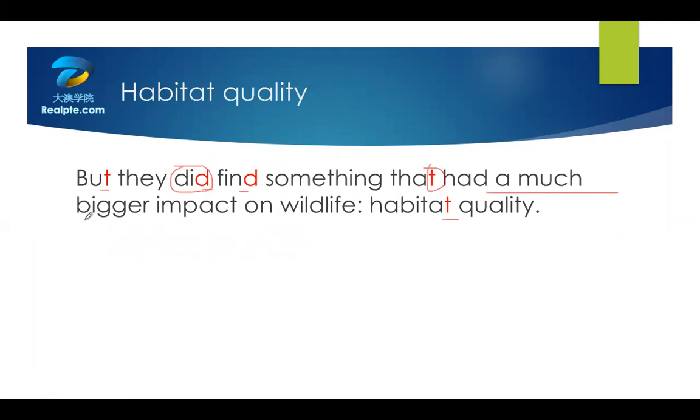A much bigger 一定要连读。But they did find something that had a much bigger impact on wildlife. Impact 这个 t 非常非常的弱。Impact on wildlife. Wildlife 你不能读成 wildlife 是错的。Wildlife 这个 d 呢口型一到位就说下面这个 life 就发这个音。Habitat quality 这个 t 要弱化。Habitat quality 我们来试一下。But they did find something that had a much bigger impact on wildlife.